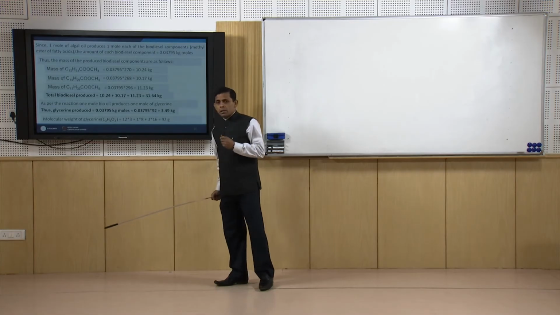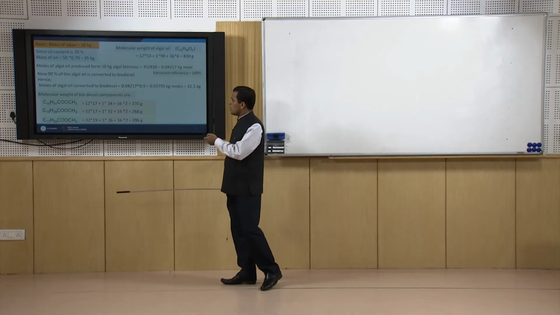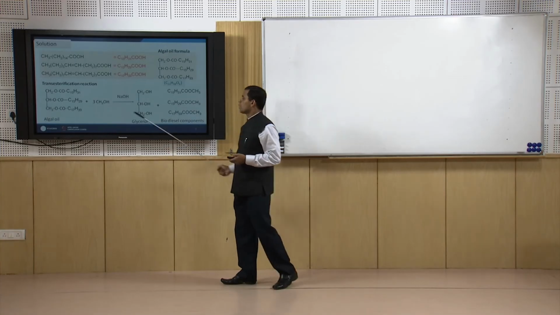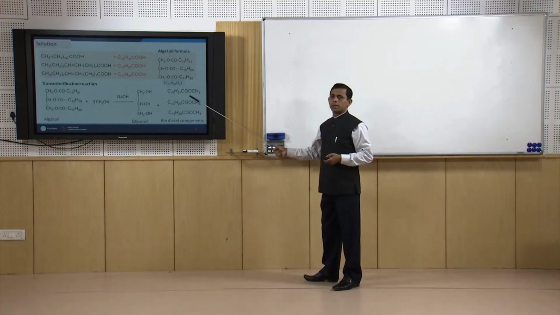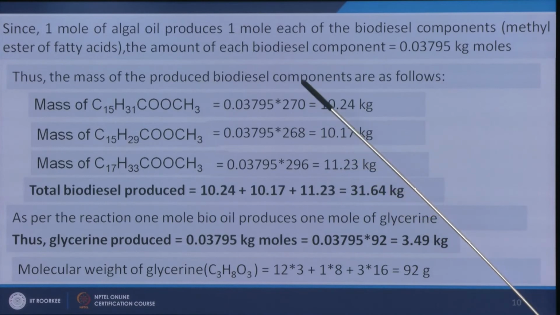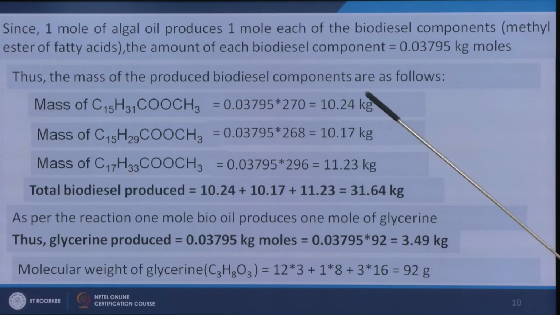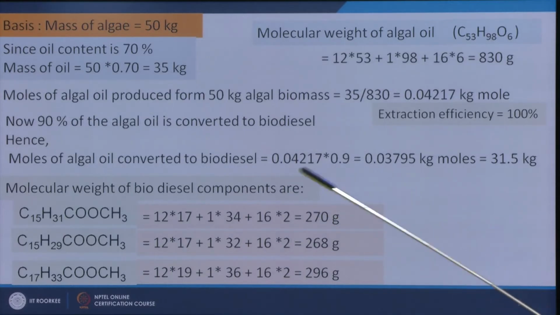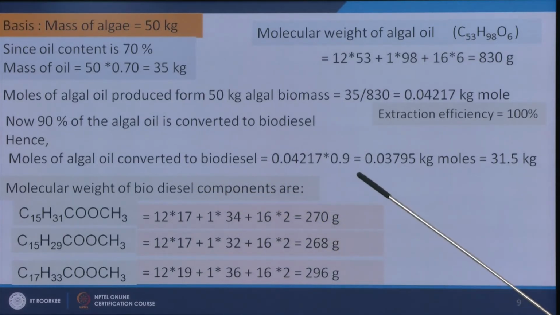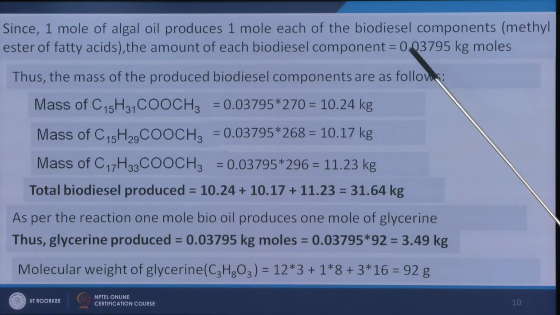From the reactions, 1 mole of algal oil gives 1 mole of glycerol and 1 mole of each of the esters. So, since 1 mole of algal oil produces 1 mole each of the biodiesel components, the amount of each biodiesel component will be similar, 0.03795 kg moles, because this is the conversion of algal oil. This many moles of algal oil is converted to biodiesel, and the same moles of glycerol and each component of the biodiesel will be produced.